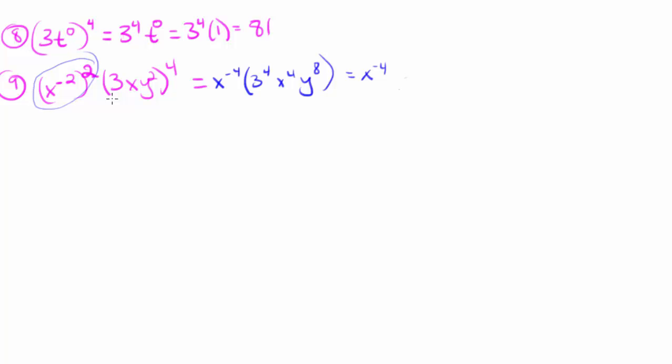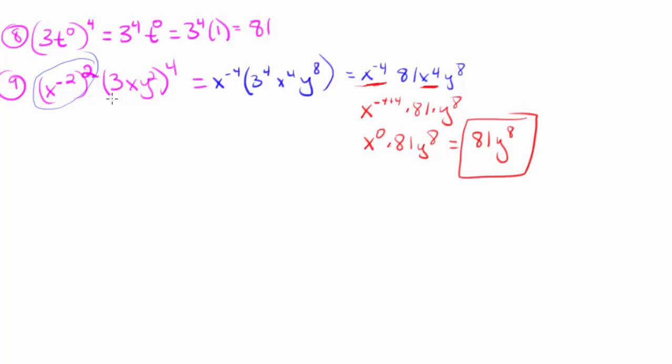3 to the 4th is what? 81. Then we have x to the 4th, y to the 8th. So now we still have to combine. You have to keep combining until you can't anymore. So we have x to the negative 4th, x to the 4th. Since they have the same base, you add them, and then times 81 times y to the 8th. Well, this becomes x to the 0. So what does that become? When it's x to the 0, it just becomes 1. So this is just 81 y to the 8th because it's just times 1. There are a lot of steps in there you've got to try to remember.